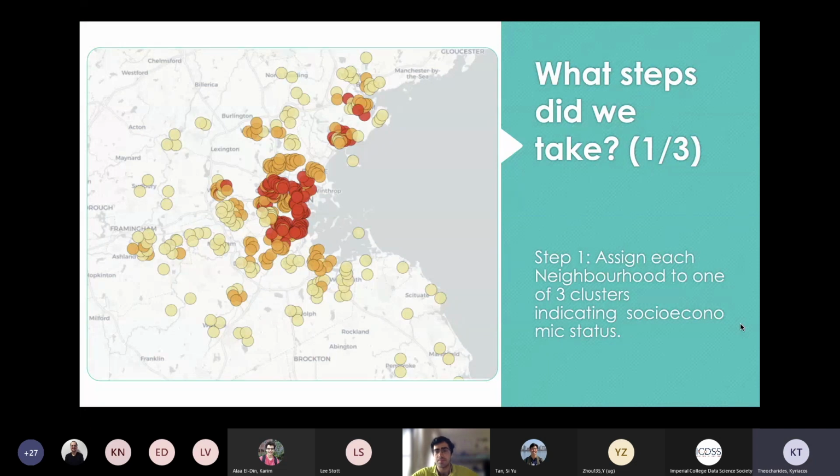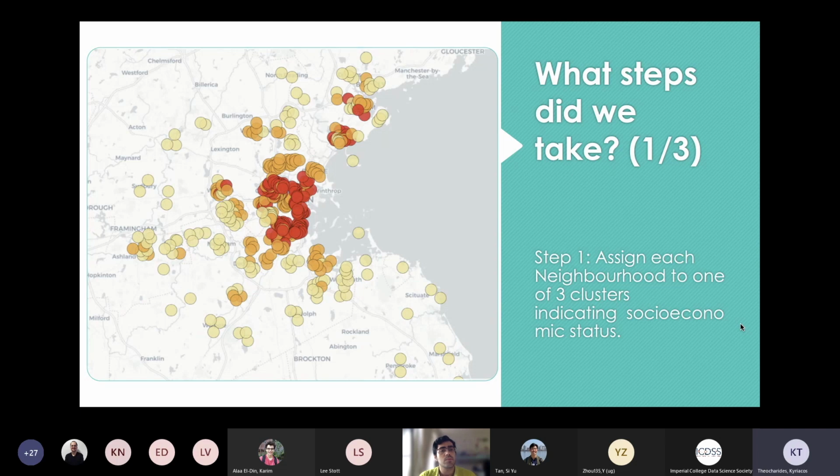Okay, so what we did first was that we wanted to have a look. Our project in general was to analyze the NOx levels that we can see in Boston based on the socioeconomic level of the housing data that we had. So our first task was to separate the data into 3 clusters, which indicated socioeconomic class.